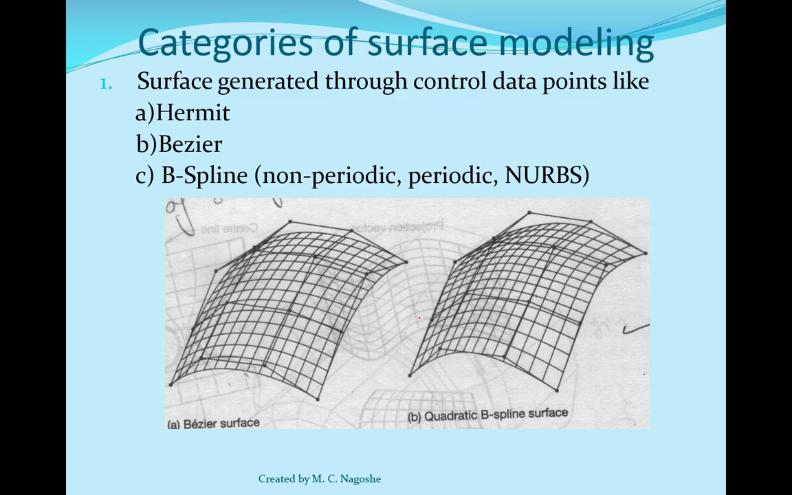and these are the Coons patches. Okay, this kind of surface is very difficult to generate, so those are called Coons patches. These are some figures of Coons patches. Okay, so we create the patching between the multiple surfaces.